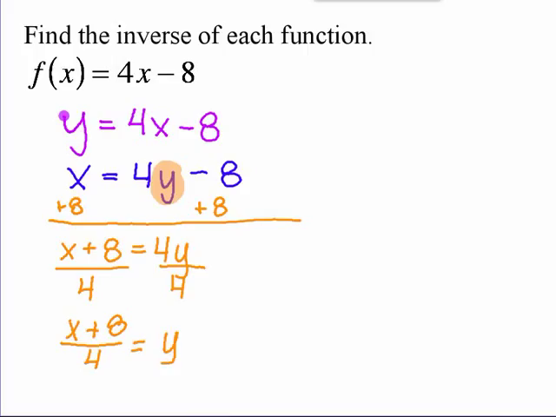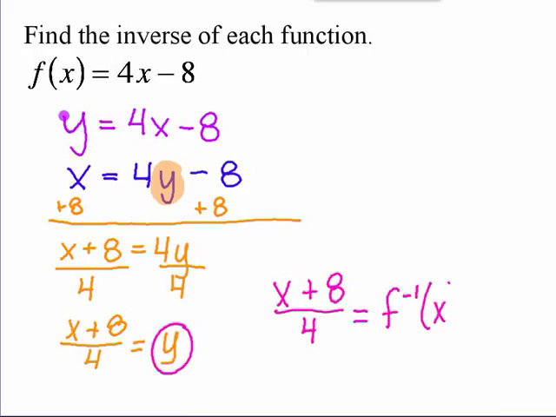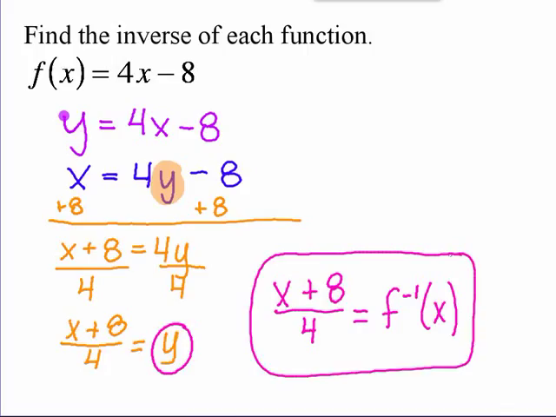The fourth and final step says what? Replace y with f inverse of x. So all I'm going to do is in place of y, I'm going to put f inverse of x. So I've got x plus 8 over 4 equals f inverse of x. That's it. Now, could I have written it the other way? f inverse x equals x plus 8 divided by 4? Yeah. But that is your final answer. So that is the inverse function. Not too bad.